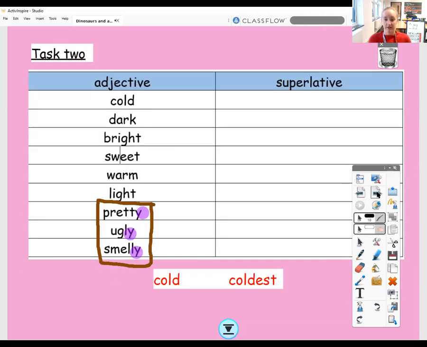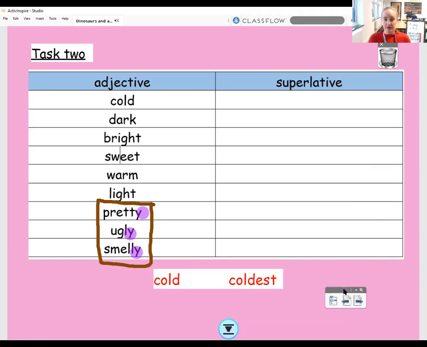And then I've got a really big challenge. So have a go at doing that second task. Have a go at using those adjectives and changing them into superlatives, and then pause the video whilst you're doing that, because you need to do that next bit first. Okay, so pause the video here, and then once you've done it, rejoin us in a second.